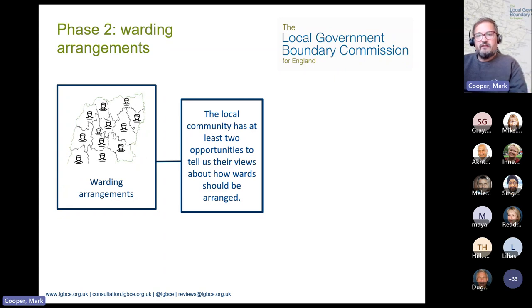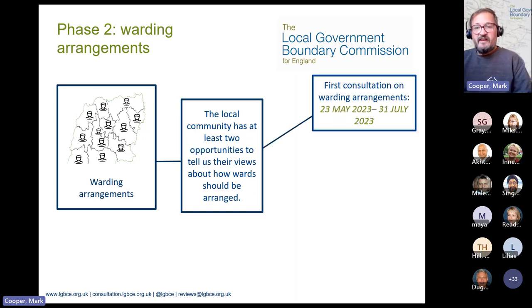There'll be at least two opportunities for people to give their views on where the ward boundaries should go and what the wards should be called. The first opportunity is right now. The first consultation period on warding patterns opened on Tuesday and runs through until the 31st of July. During this time, we're asking people across Coventry to tell us where you think the new wards should go. And people can give us ideas for the whole of the city if they like, but we're equally happy to hear ideas about particular neighbourhoods or smaller parts of neighbourhoods. And I'll talk more about the kind of evidence we're looking to receive in a moment.